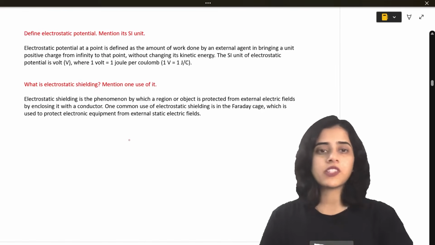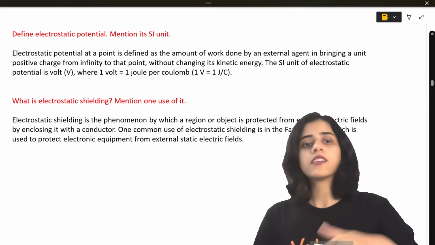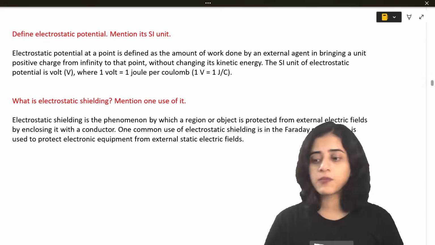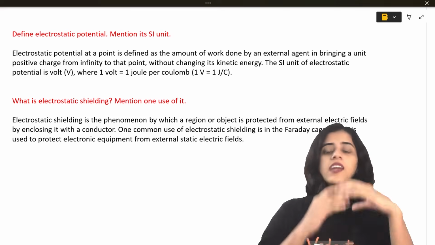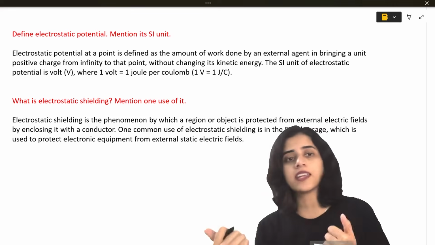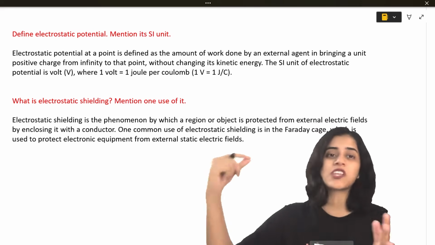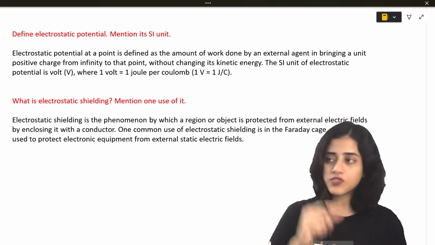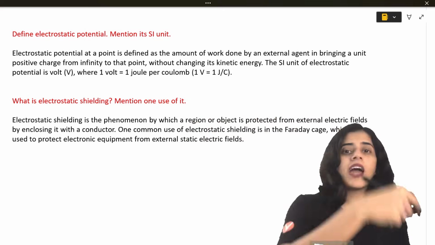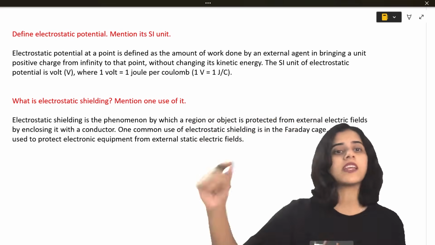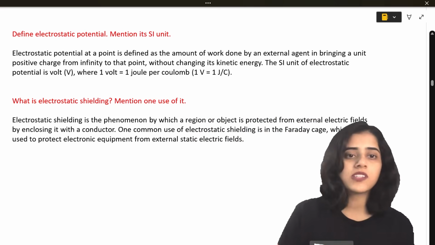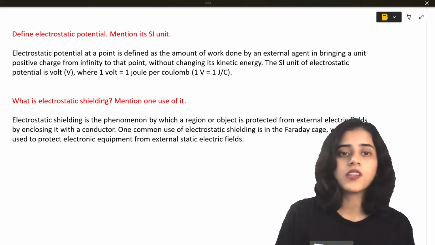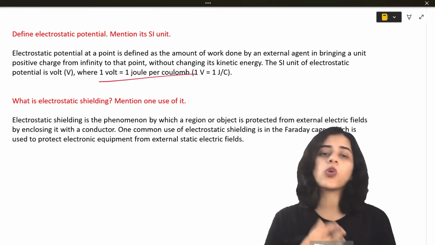Next question. Electric potential and capacitance. Define electrostatic potential. Electrostatic potential at a point is defined as the amount of work done by an external agent to bring a unit positive charge from infinity without changing its kinetic energy. So if there's a charge at infinity, you bring it, and the amount of work done to bring it is electrostatic potential. What is the SI unit? SI unit is volts, where 1 volt is 1 joule per coulomb.